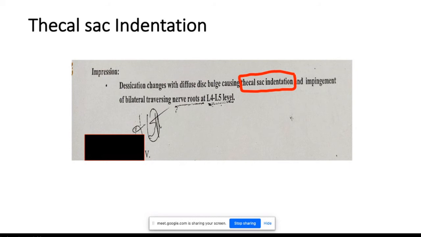It shows symptoms according to the level at which it is showing the indentation, and according to that level the nerve roots or the dermatomes show the symptoms. So this point we have to remember, in which level it is causing the thecal sac indentation, so that we can examine the dermatomes accordingly, and then we can decide which nerve is damaged. So this we can identify clinically.